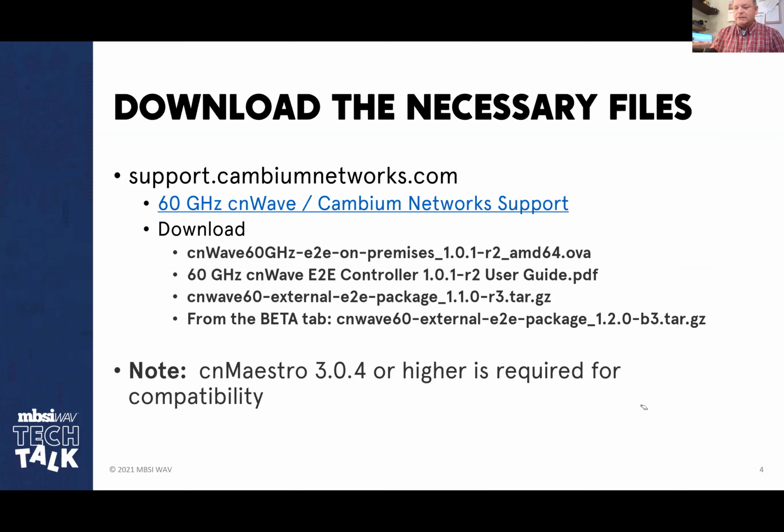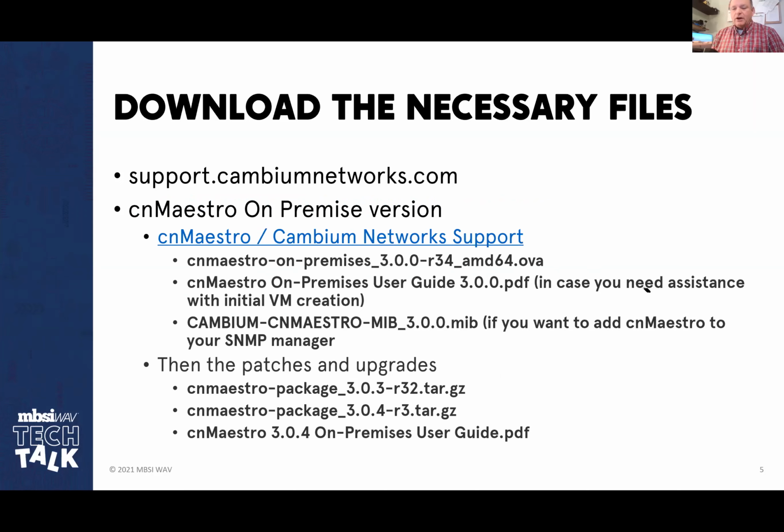So there's the list of the files. For the on-prem, there's a couple more steps here. So we download the OVA. We also download the user guide. I always take the user guide with the version of firmware that we're going to do. So when I first install this 3.0, I've got the manual here for 3.0. And then we're going to go through some patches and upgrades, and we're going to take it up to 3.0.4. So we're going to also have the user guide for 3.0.4 when we get it up and running.